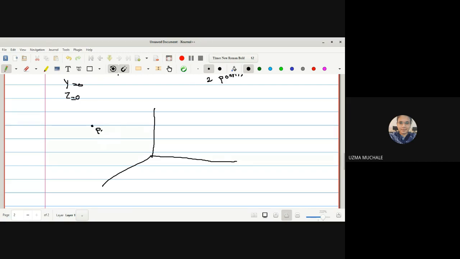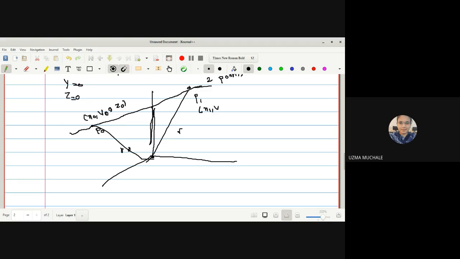We have been provided with the 2 points on the line. Suppose this is a line. Here is 1 point, say P0, and P1. So this will be a line passing through these 2 points. And this is the distance from the origin, say R0 and R. The first point has coordinates x0, y0 and z0, and the second has coordinates x1, y1 and z1. Correct?